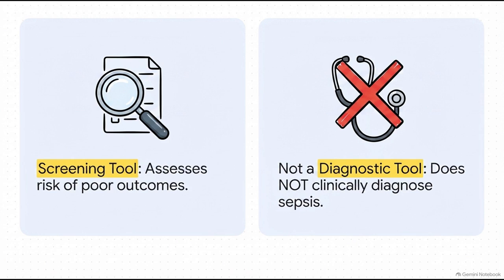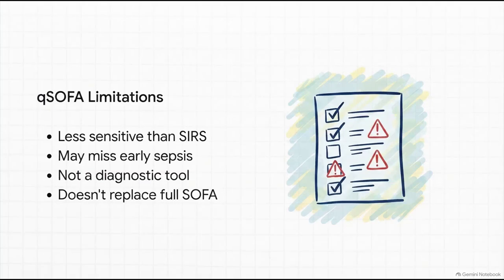The source material couldn't be clearer on this. It's a screening tool, not a diagnostic one. You literally cannot look at a chart, see a qSOFA score of 2, and automatically jump to the conclusion that the patient has sepsis without an actual diagnostic statement from the provider. To really grasp why we can't use it to diagnose, we have to talk about its clinical limitations.